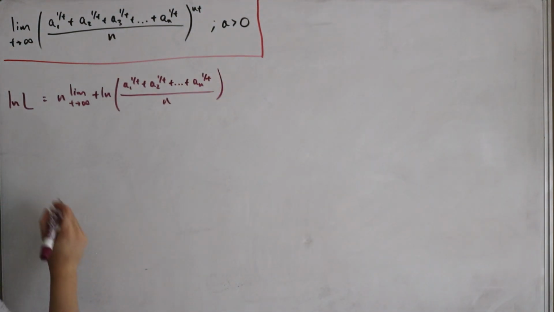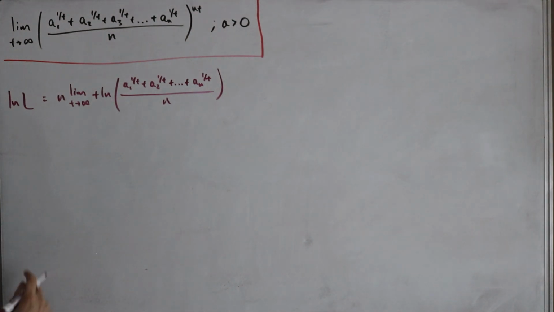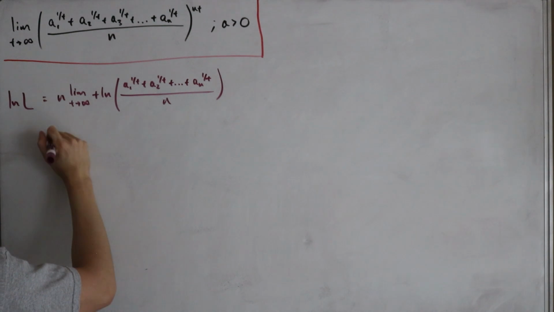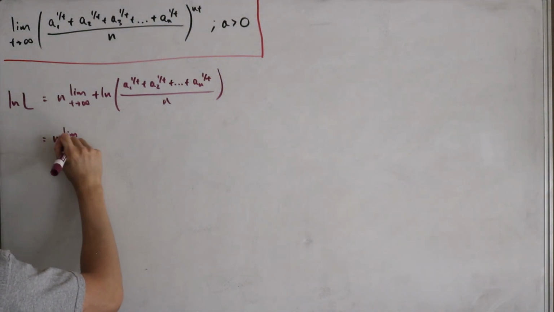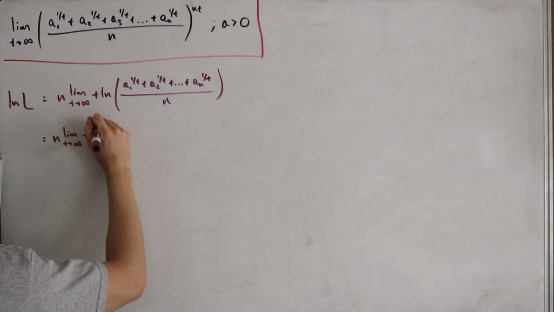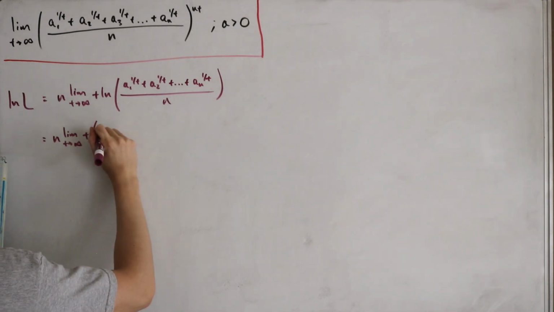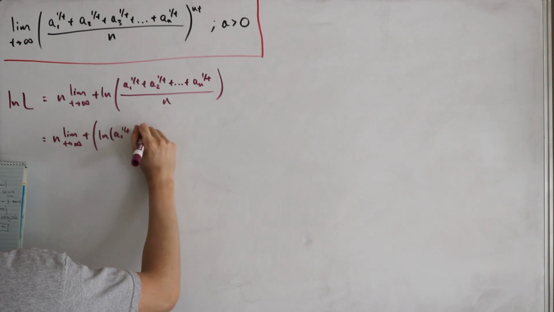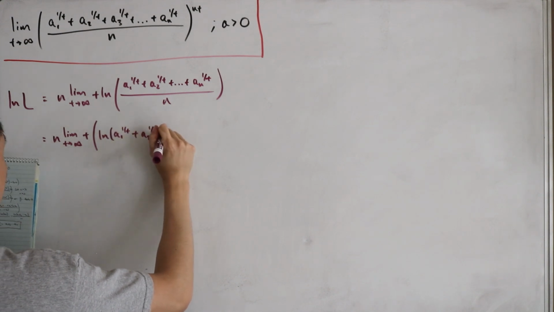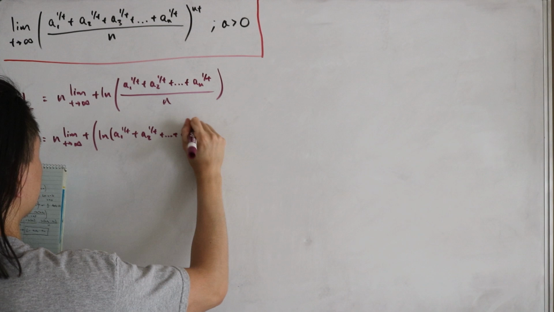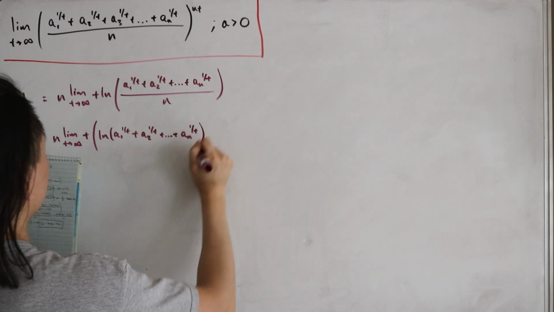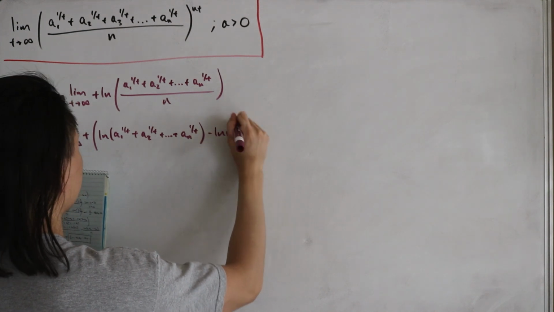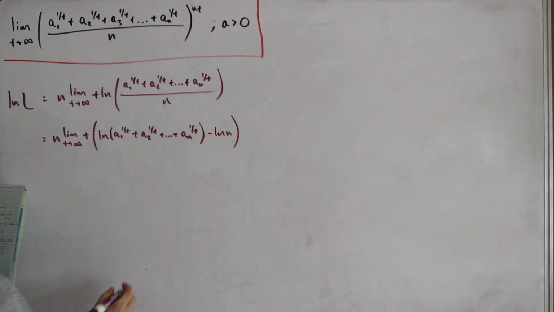So continuing forward, we can apply the natural log property. This is division, so we have to do this in terms of subtraction. So n times the limit as t approaches infinity of t multiplied by the natural log of a sub 1 to the power 1 over t plus a sub 2 to the power 1 over t, and add this all the way up to a sub n to the power 1 over t. Close that off with the natural log, and then minus the natural log of n. Okay, then we just keep going forward with that.